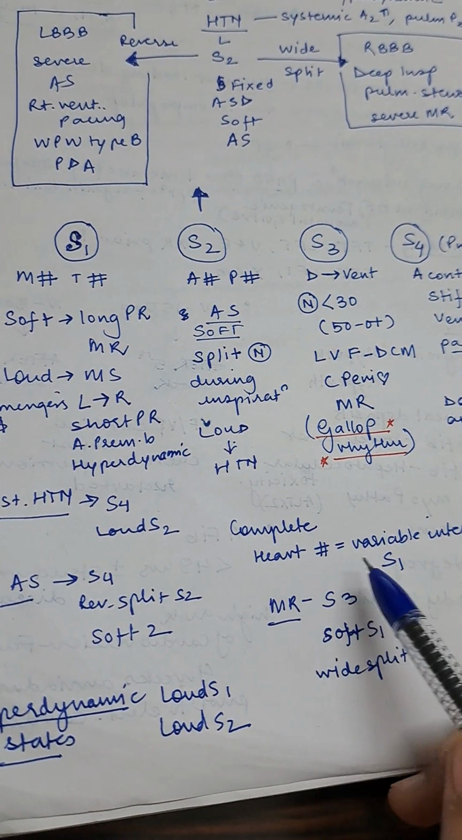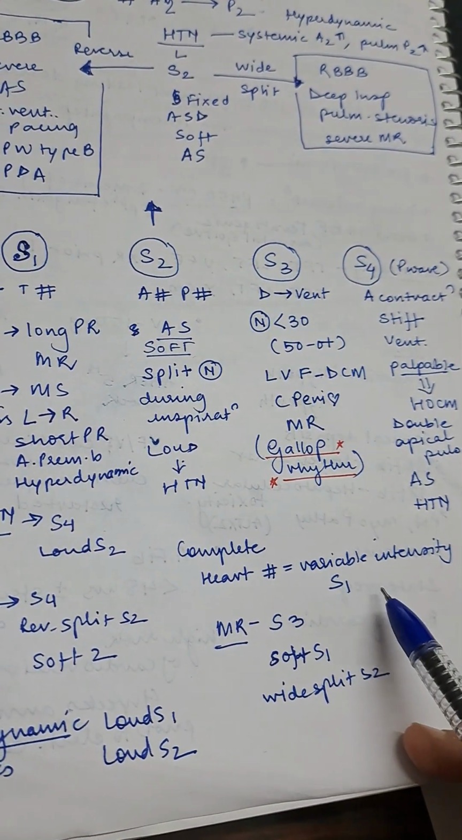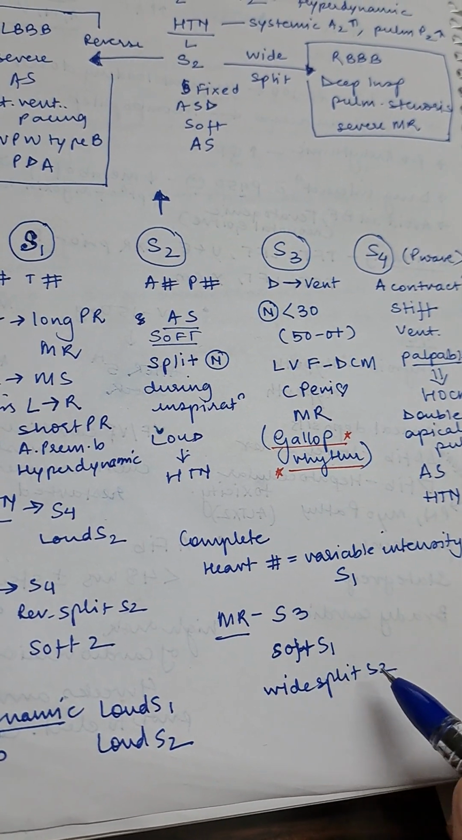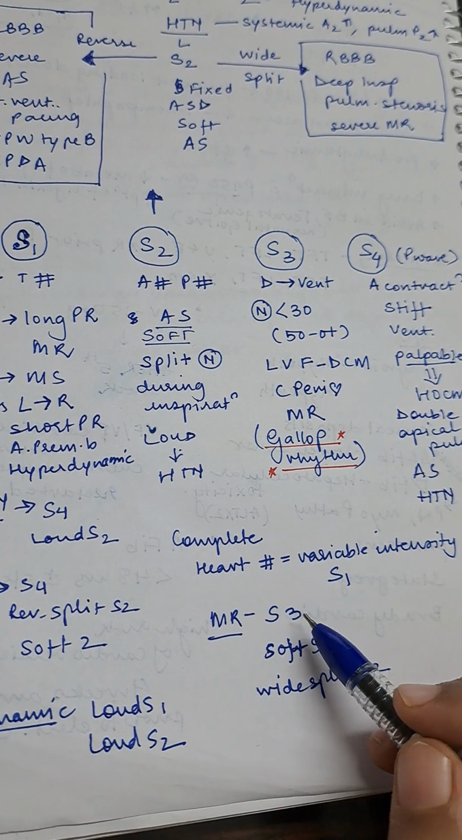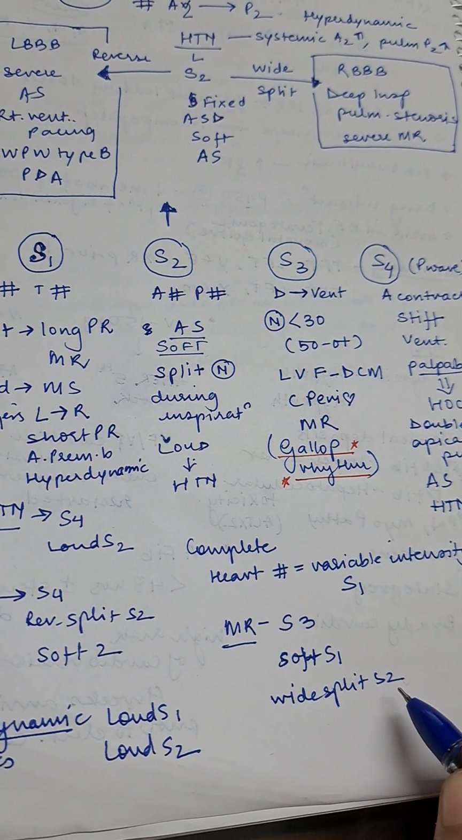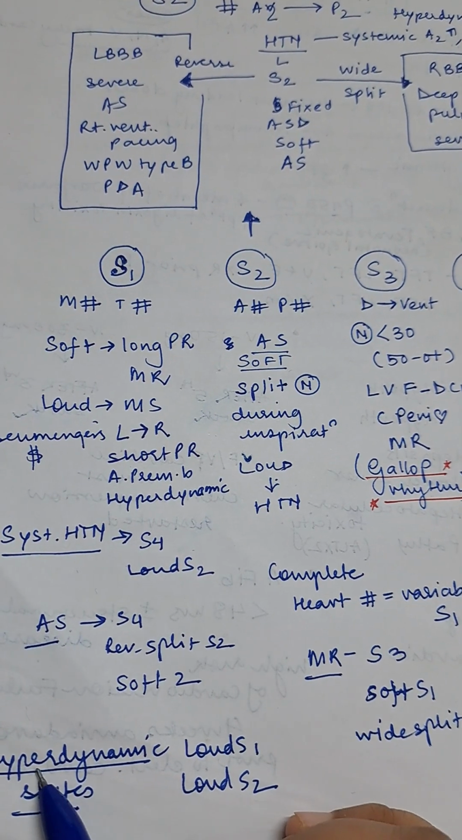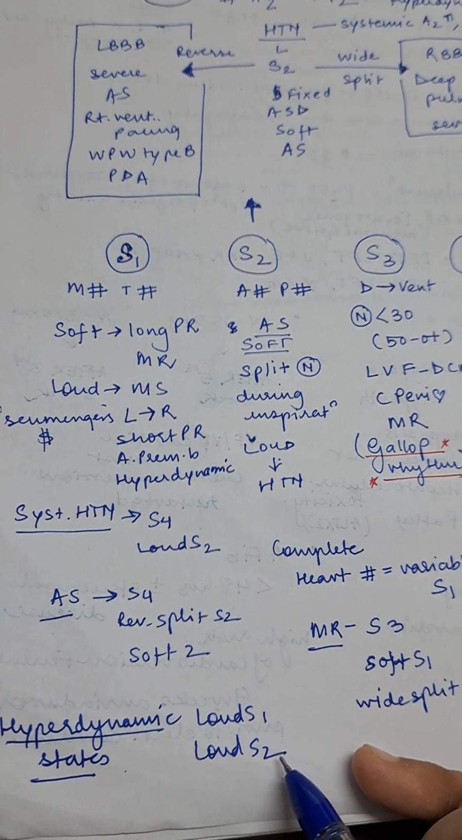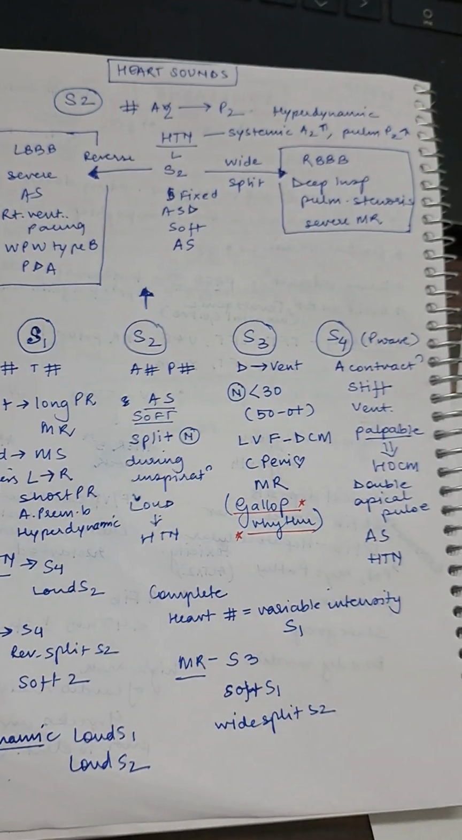Complete heart block will have variable intensity S1. Mitral regurgitation will have all of these S1, S2, and S3. So S3 will be heard, soft S1 will be there, and widely split S2 will be there. In case of hyperdynamic states, there will be loud S1 and loud S2. So this is all about heart sounds.